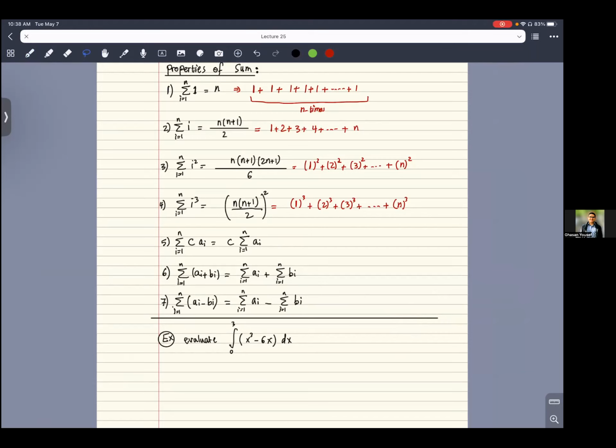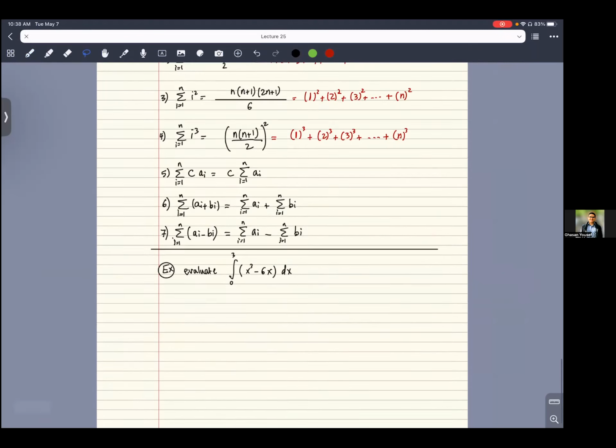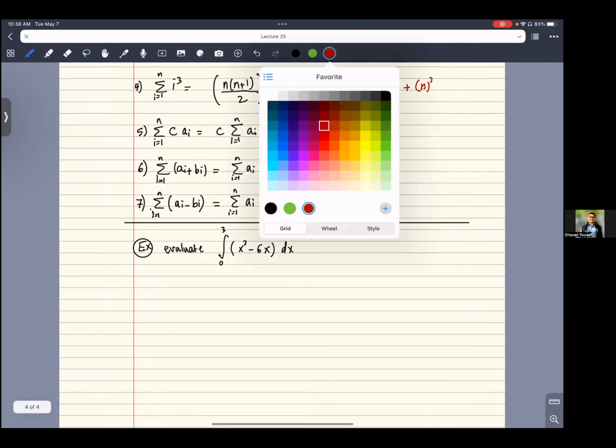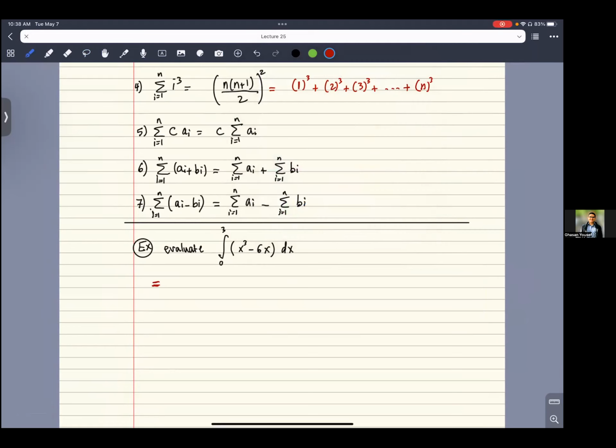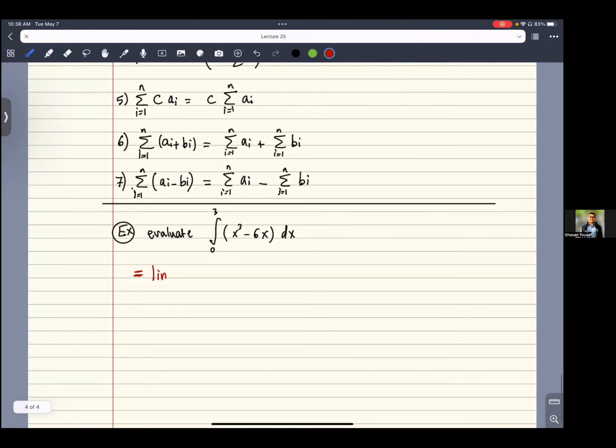Okay, so what do you know about the integral? Is the same as what? Limit sum, correct? The integral is the same as limit sum. So I'm going to write down here, this is equal to the limit of the sum of the same things, by using the theorem before, f of xi delta x, i starting from 1 to n, and n goes to infinity.